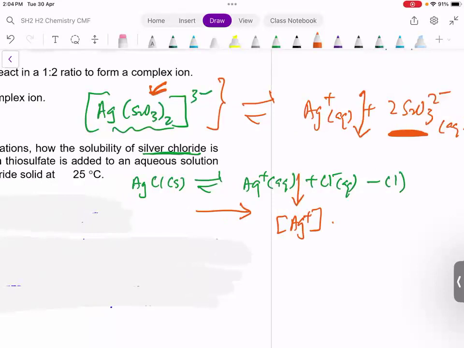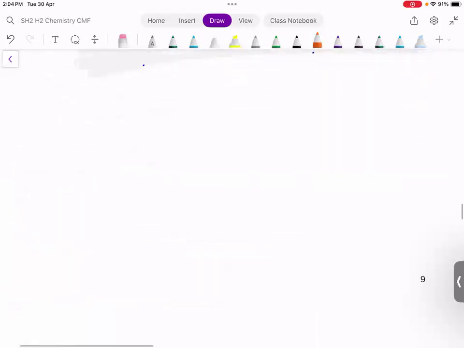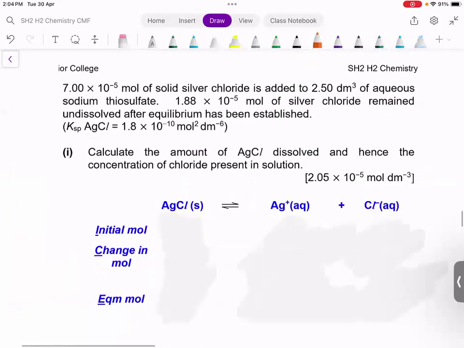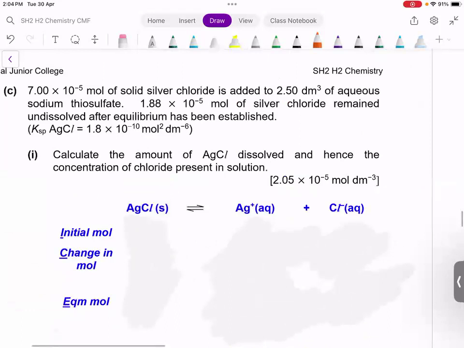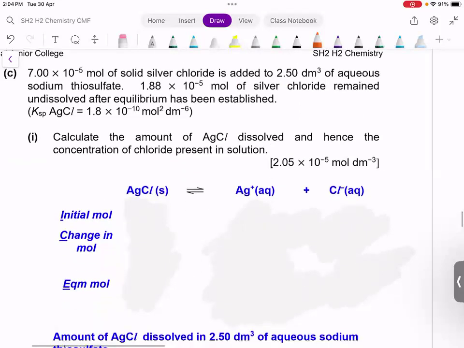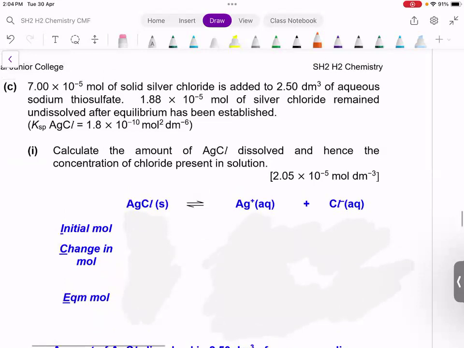Any other question about this part? Okay, let's move on. So let's look at the next part. Are you able to calculate this? Are you comfortable with calculating this? Can or not? Go through. Okay, so let's look at this.